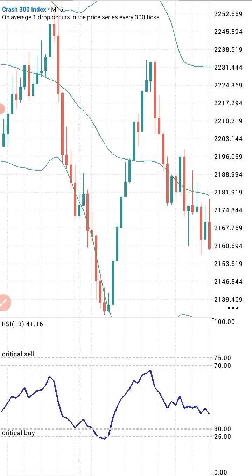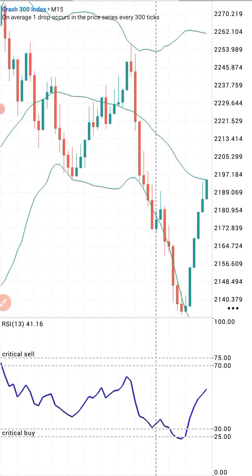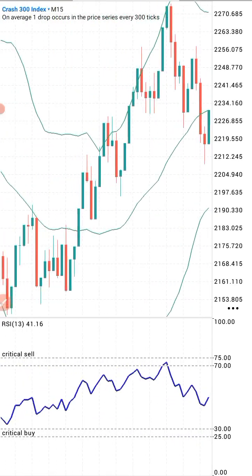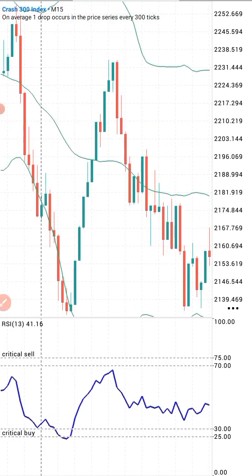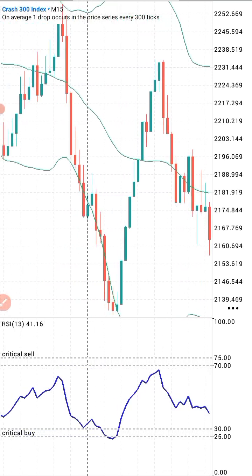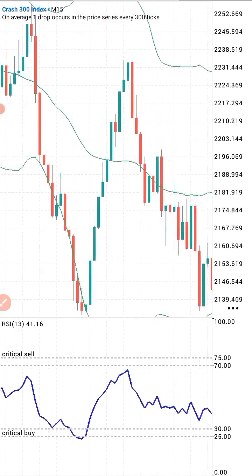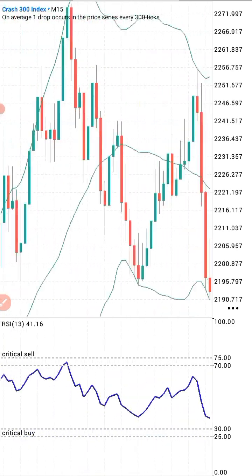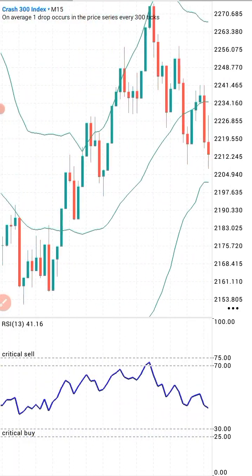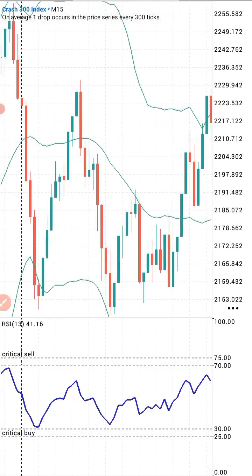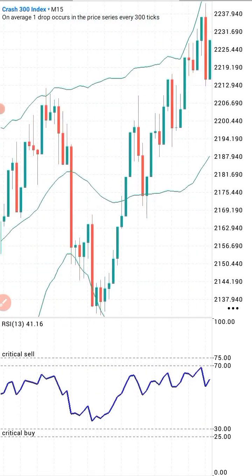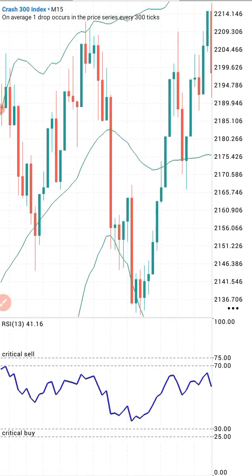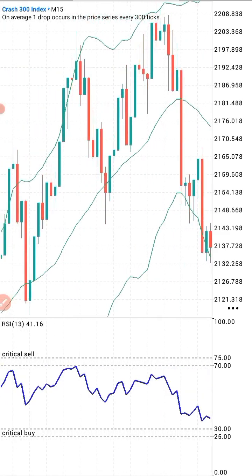Now combining with the RSI, look at what we have. Very, very perfect. Good reversal. You see our support is giving us good support, good resistance. This setting of the Bollinger Band, not everybody will give you for free. Yes, as simple as it is.